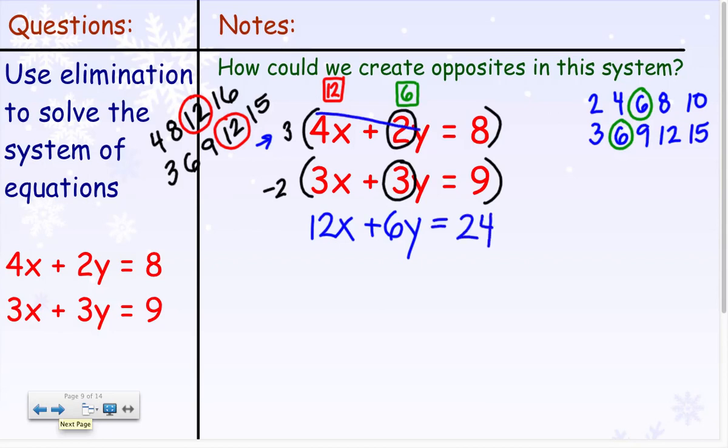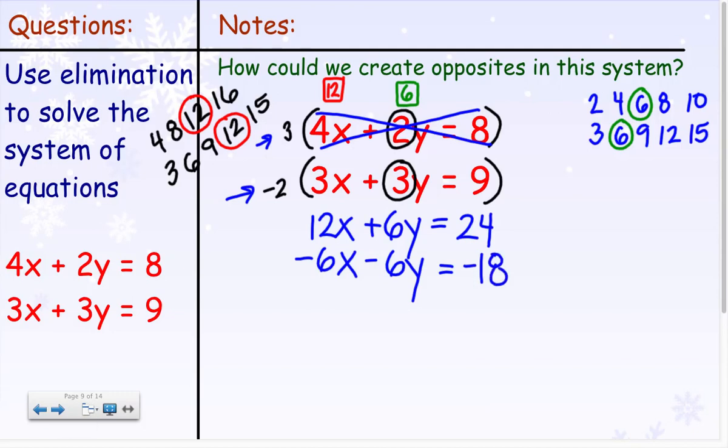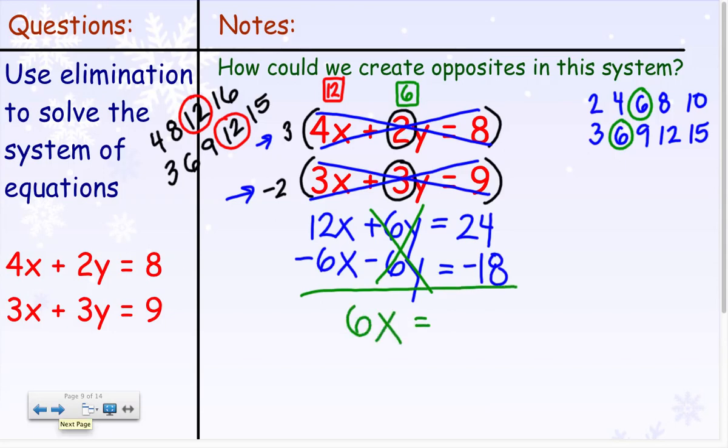So now we're done with that one. Now we'll go to this one. Negative 2 times 3 is negative 6. 3 times negative 2 is negative 6. 9 times negative 2 is negative 18. Now I'm done with that one, so I'll cross that one off. Now, if you did this correctly, you should have made opposites. 6 and negative 6 make 0, so we did. 12 minus 6 is 6. 24 minus 18 is 6. Divide both sides by 6, and you get 1.